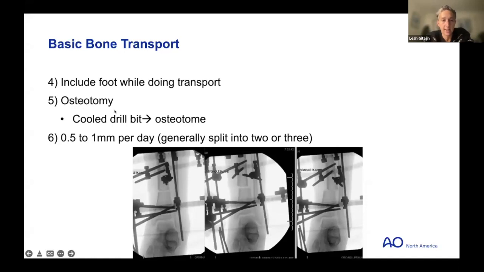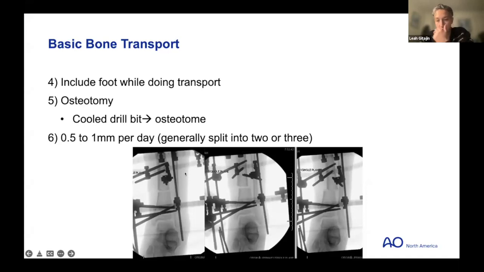When you're making your osteotomy, you also want to do it in a very bone friendly way, so you don't injure the bone. That's where your regenerate is. So again, use a cool drill bit, make a bunch of drill holes, and then finish it with an osteotome. In general, you can get about 1 millimeter per day. I often start a little bit slower to make sure that they develop a good regenerate at the beginning, and then speed it up to 1 millimeter a day. And then I usually split it into 2, so like 0.5 millimeter BID.